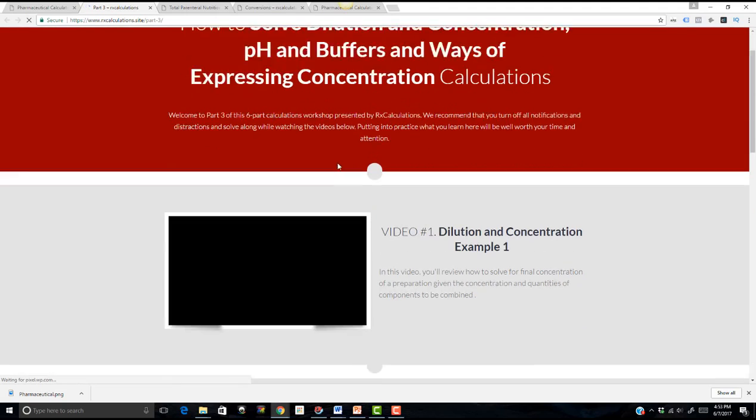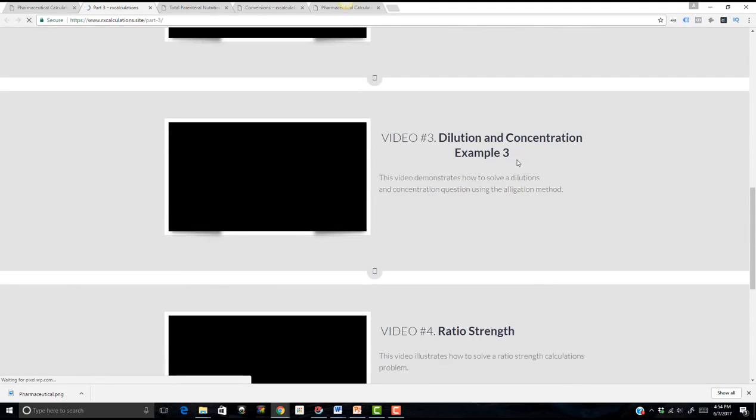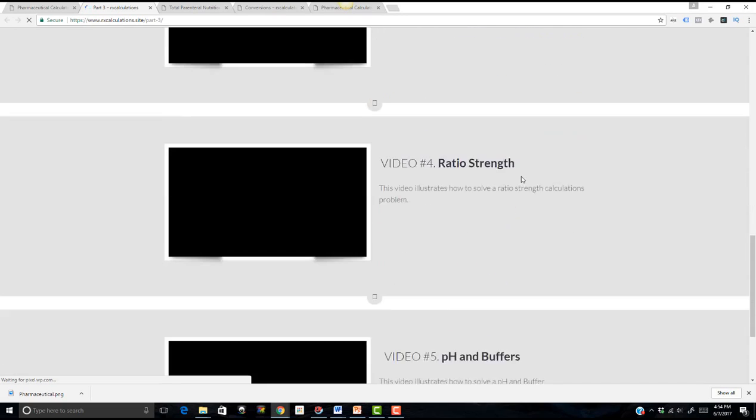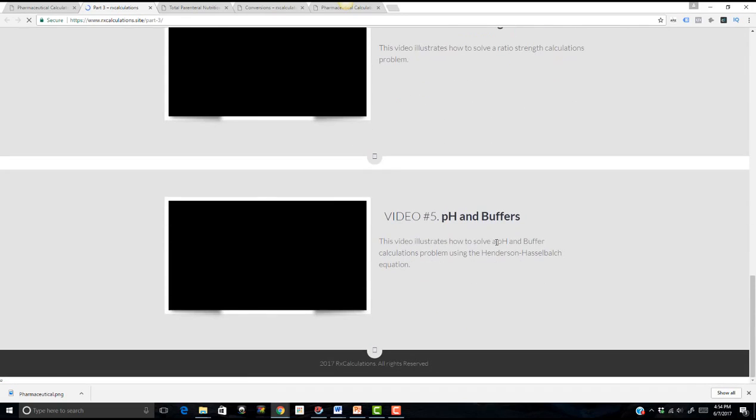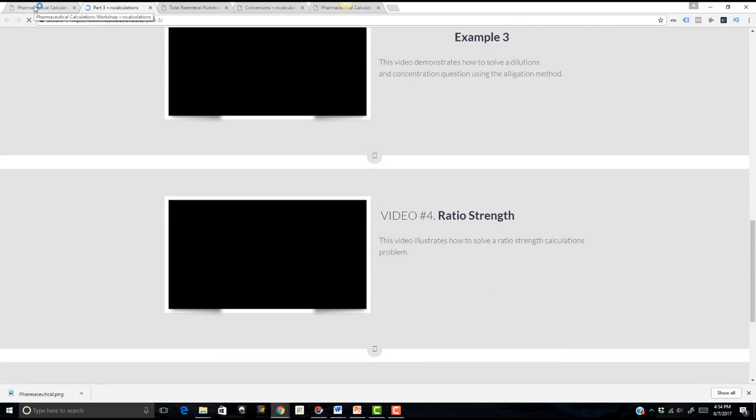in this section. So you have 3 examples on dilutions and concentrations. You have 1 on ratio strength, and then you have 1 on pH and buffers. Okay, so that's for part 3.